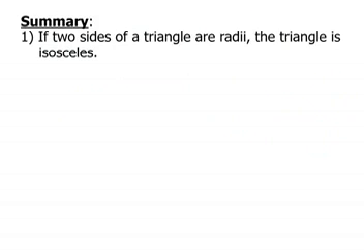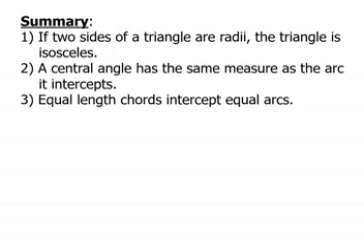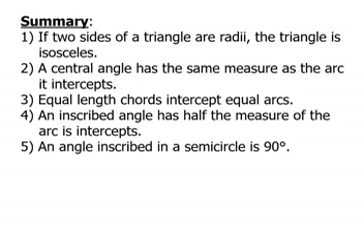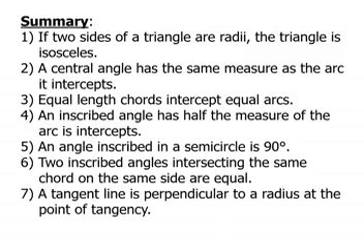In summary, if two sides of a triangle are radii, the triangle is isosceles. A central angle has the same measure as the arc it intercepts. Equal chord lengths intercept equal arcs. An inscribed angle has half the measure of the arc it intercepts. An angle inscribed in a semicircle is 90 degrees. Two inscribed angles intersecting the same chord on the same side are equal. And finally, a tangent line is perpendicular to a radius at the point of tangency.